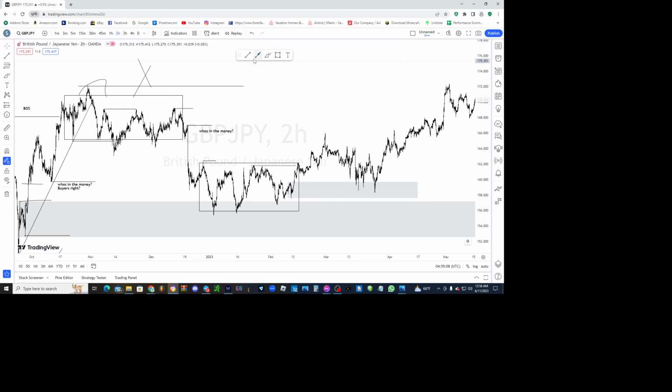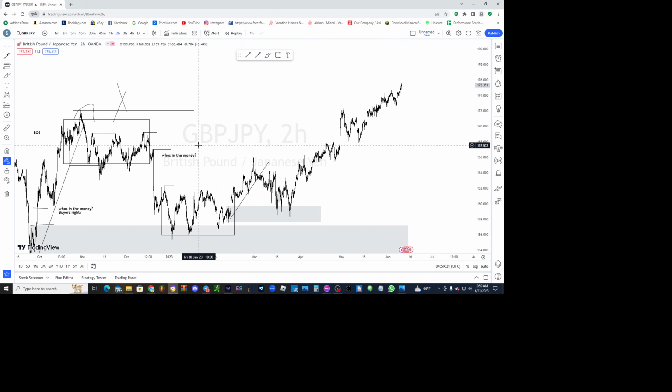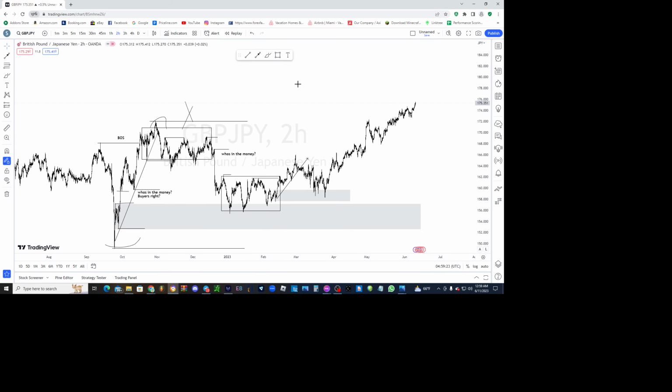Who's in the money? Buyers are in the money. It pulls back. Sellers are in the money now. It takes them out just like that, and then starts to proceed higher. So if you look at this from a larger order flow perspective, we get a breakout, pullback, trend continuation.